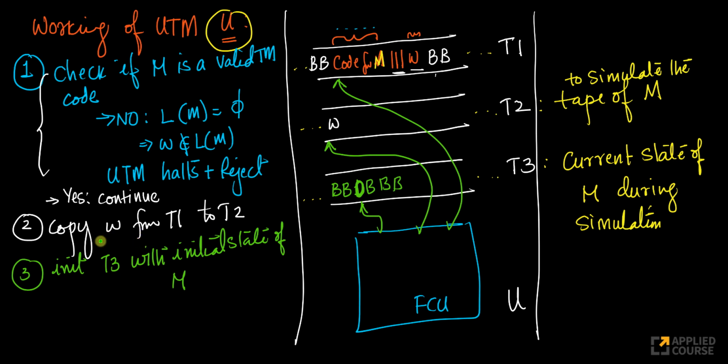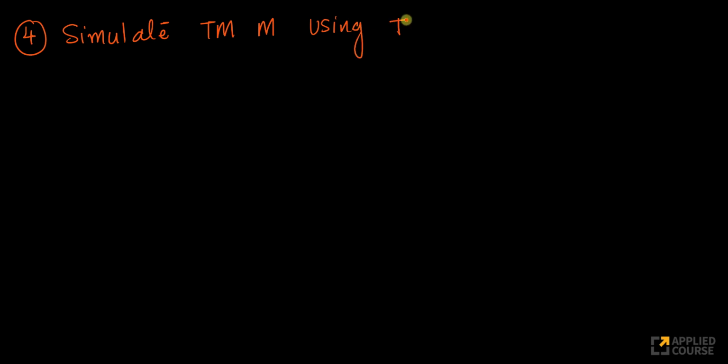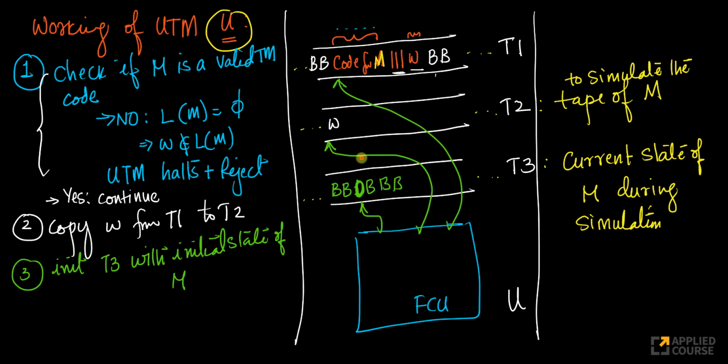Next comes the whole simulation part. Next, what do I have to do? Look at this. The next step, the 4th step, is I have to simulate Turing machine M using tapes T1, T2 and T3. Okay, let's see how to do that. It's not rocket science. It's actually simple. So right now, what is my state? My current state is Q1 because there is only 1, 0 here.